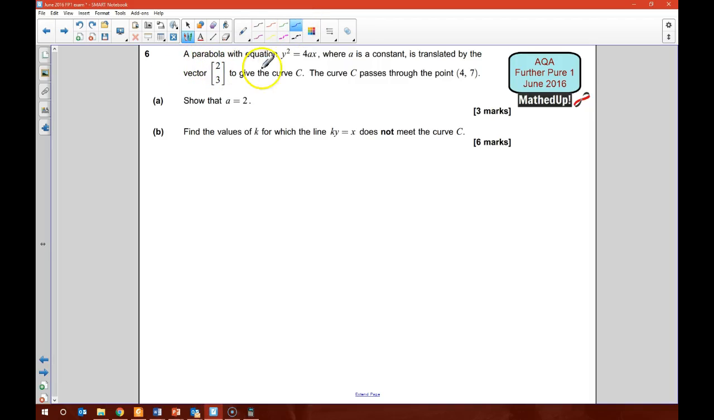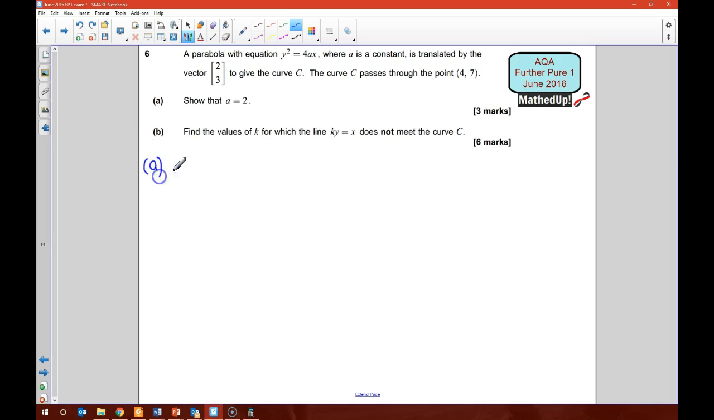Question 6. A parabola with equation y squared is equal to 4ax, where a is a constant, is translated by the vector (2, 3) to give the curve C. The curve C, we're told, passes through the point (4, 7). We need to first of all show that a is equal to 2.